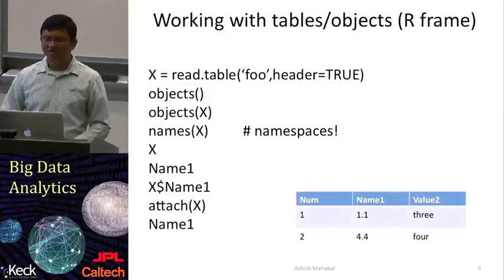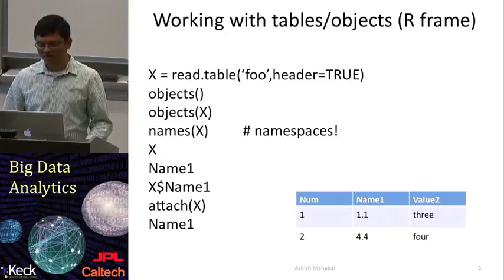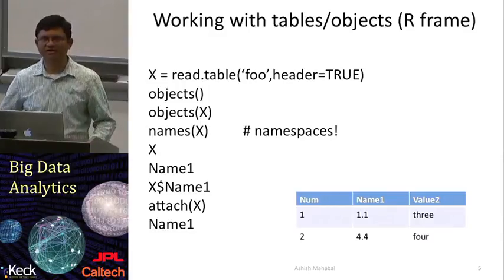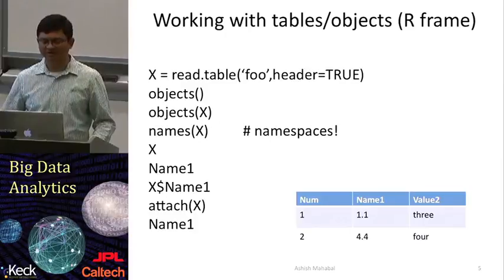Another important construct is an R frame. And an R frame is easy to read into. So you can have a simple space-separated file. So here I'm talking about a file that contains simply 3 lines. The first line has num space name1 space value 2, and the next 2 actually have some values, 1 space 1.1 space 3 and 2 space 4.4 space 4, right? What you see in the table on the right-hand bottom. So if you have an ASCII file of that nature, then you can read it in trivially into R.